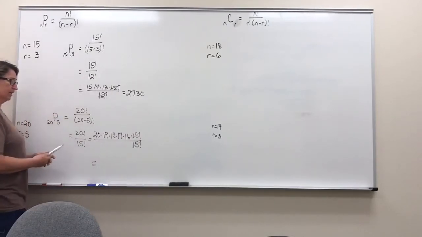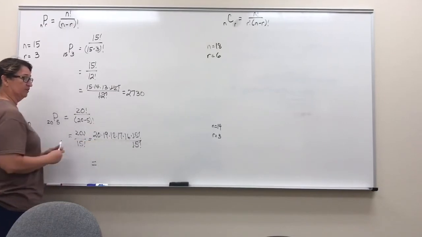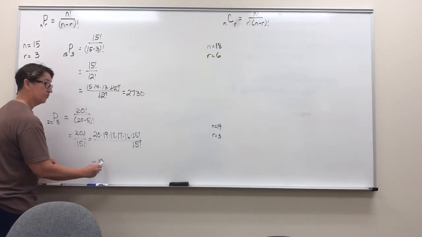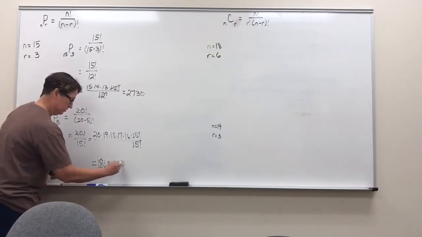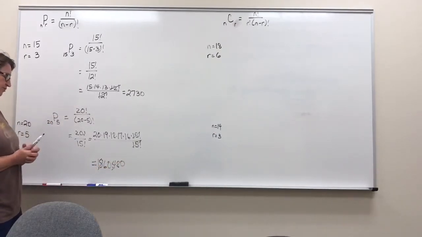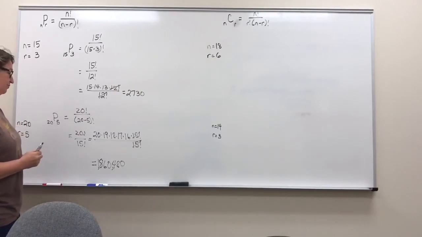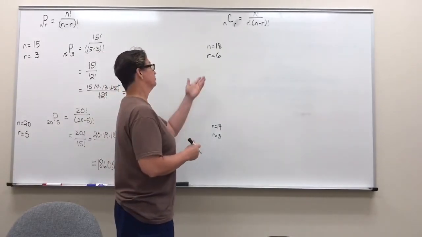And on a calculator, I multiply 20 times 19 times 18 times 17 times 16, or I just multiply those out, and I get 1,860,480 different permutations.